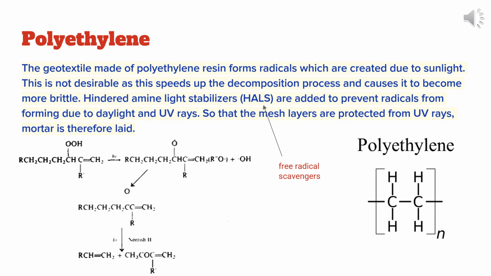The geotextile made of polyethylene resin forms radicals which are created due to sunlight. This is not desirable as this speeds up the decomposition process and causes it to become more brittle. Hindered amine light stabilizers, or HALS, are added to prevent radicals from forming due to daylight and UV rays. So that the mesh layers are protected from UV rays, mortar is therefore laid.